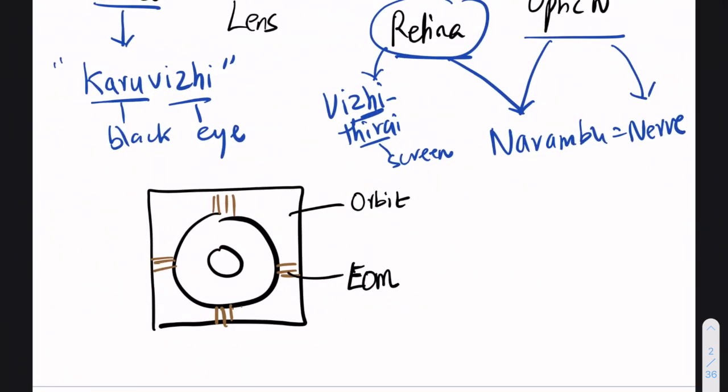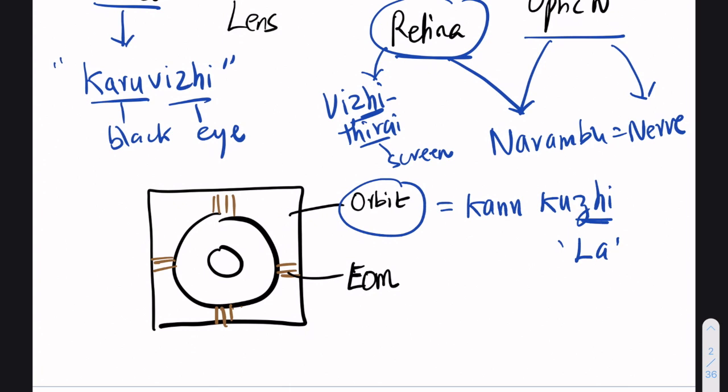Coming to the other structures regarding the eye, the orbit is also called kan kuli. Kan kuli. See, this ZH is called la. LA. But when you're going to pronounce ra, your tongue should touch the inner part of the hard palate as ra. Okay, so that's what kan kuli is.